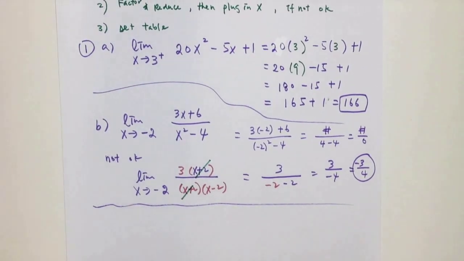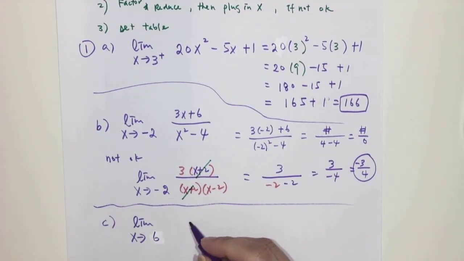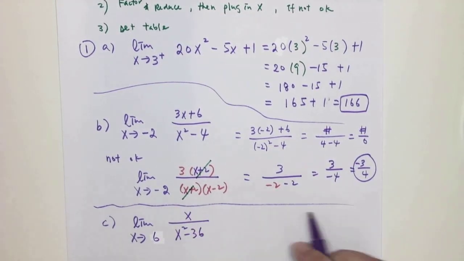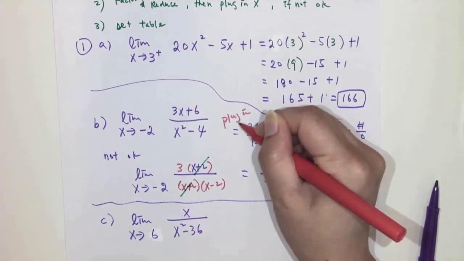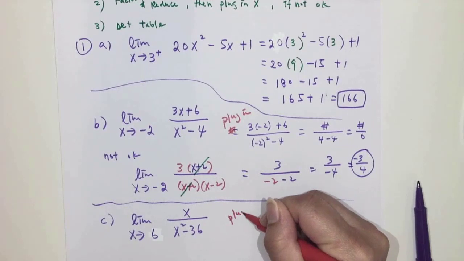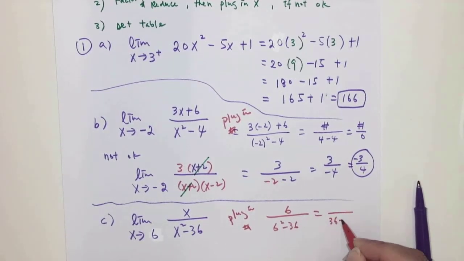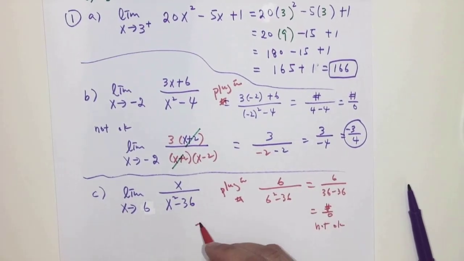So next we're going to write down C. For C, we have the limit as x approaches 6. And then we have x over x squared minus 36, right? If we try to plug in the number, we have 6 squared minus 36. It looks like it's not going to work because it's 36 minus 36. We're going to get a number over 0, right? So that's not okay. Can we factor and reduce?